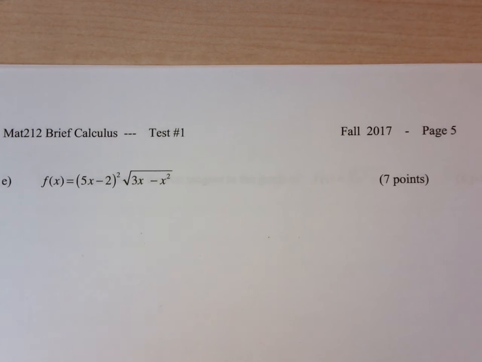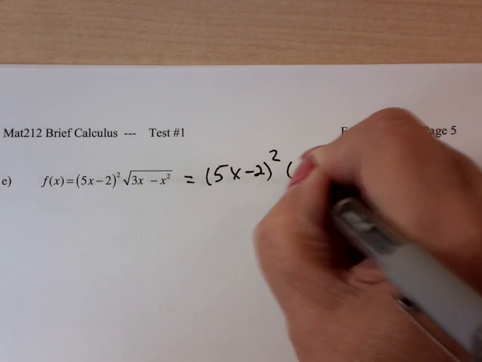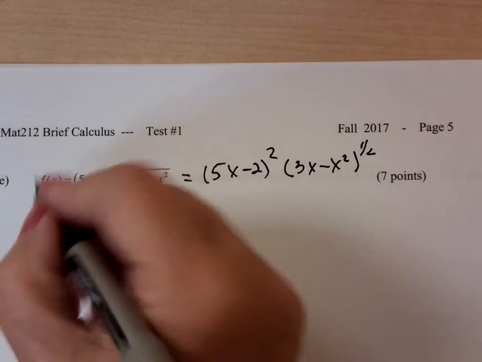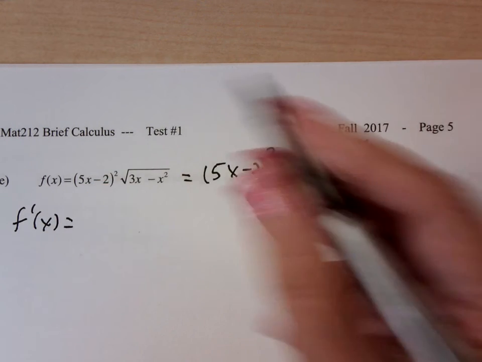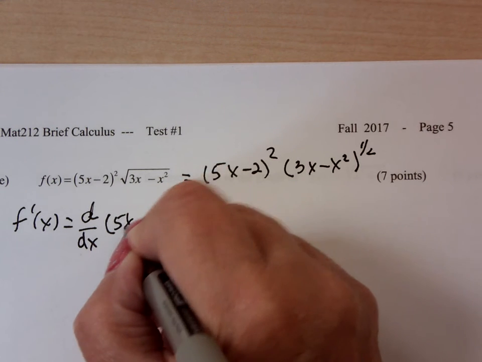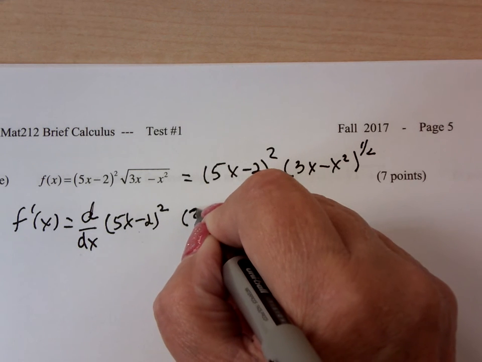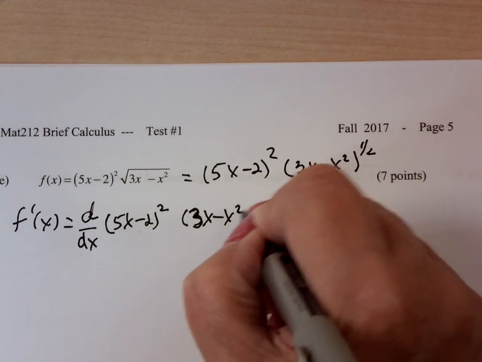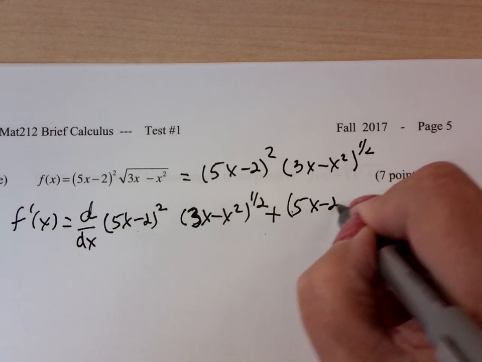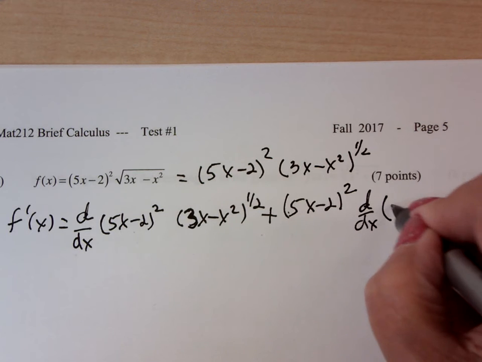Now, this is product rule with chain rule, and remember this guy gets rewritten times 3x minus x squared to the 1/2 power. So f prime of x is the derivative of the first times the second plus the first times the derivative of the second.